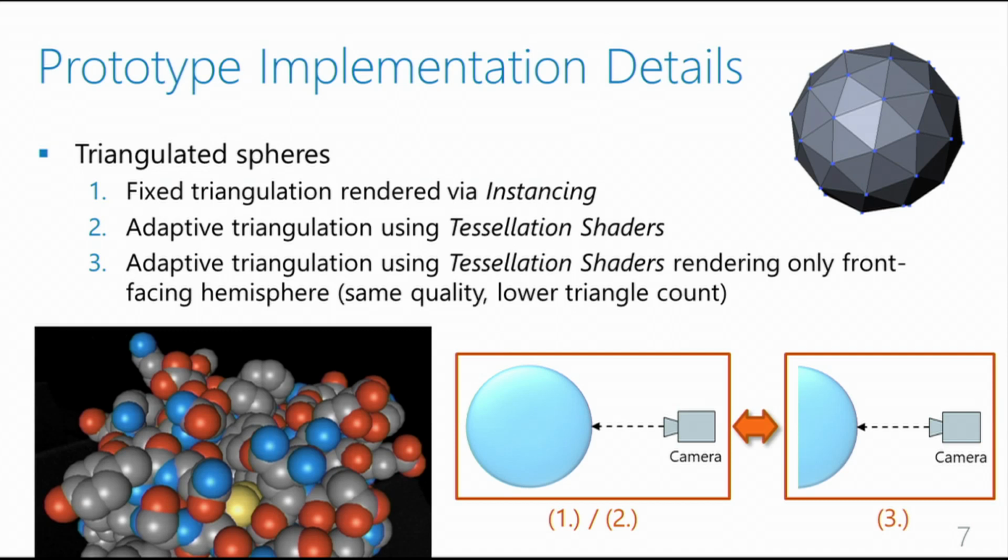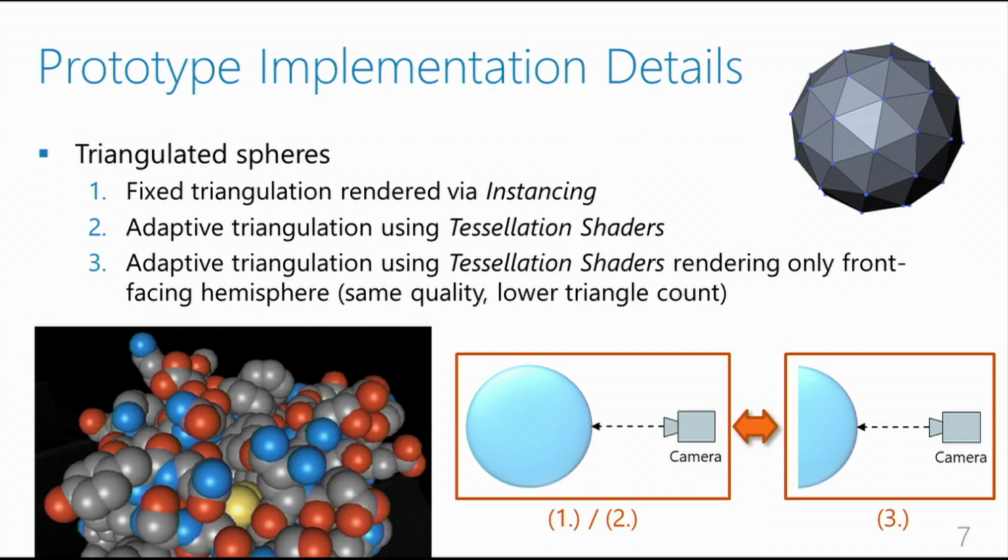The third rendering mode we implemented for triangulated spheres also uses this adaptive tessellation from the tessellation shader, but renders only the front-facing hemisphere. You can see this here in the sketch. Since you won't see the backside at all, you don't need to generate triangles for it. So you have the same image quality, the same number of visible triangles, but a lower triangle count because you omit the backside. And this is at the cost of just one matrix multiplication to rotate the hemisphere so that it faces your camera directly.